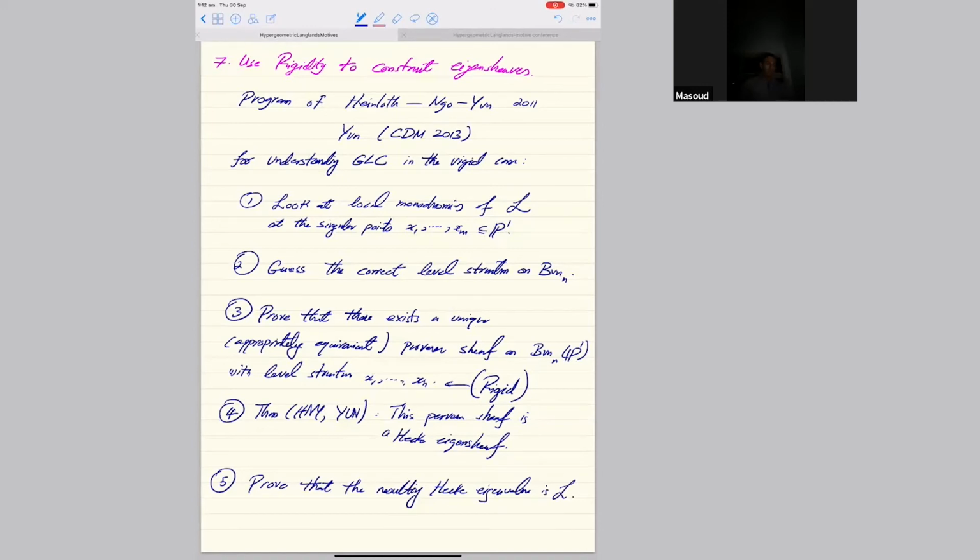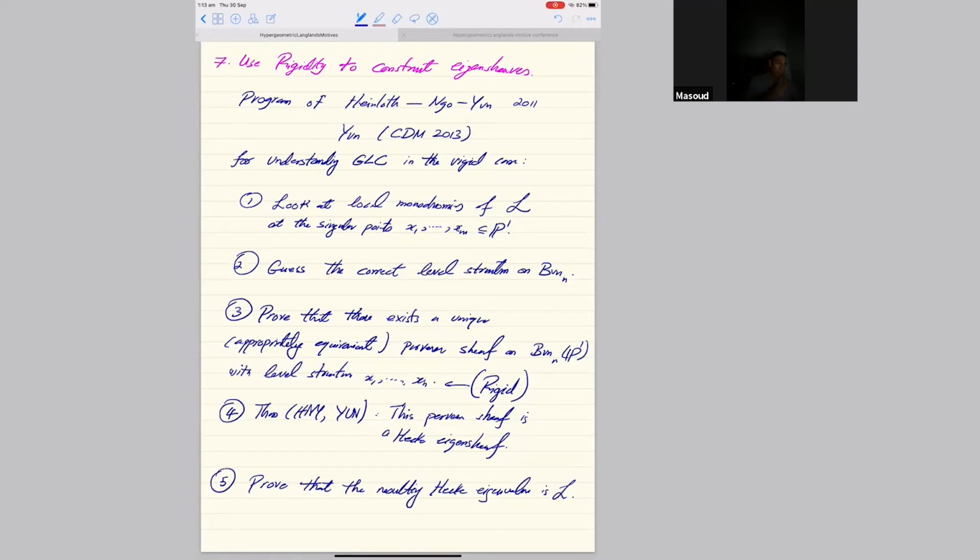Okay, so we have a 5-step program. So first, you need to understand the monodromies of your local system. Then you have to guess something. Then you have to prove something. But then you have something for free. Namely, they tell you that what you get is then a Hecke eigensheaf. So that means there is a Hecke eigenvalue. And so then you're left with proving that this eigenvalue is what you wanted, that your setup actually works. Okay.